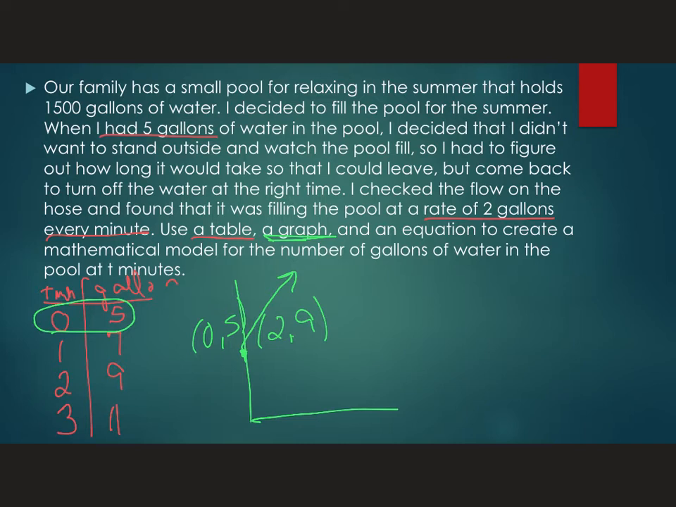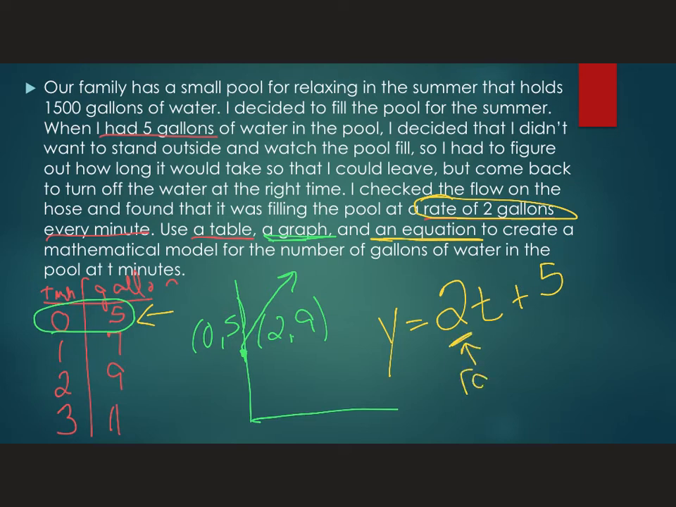Next, when we go to write our equation, we're going to use our y-intercept, and we're going to use our rate. We know that the rate was 2 gallons. So I have y equals 2 gallons per minute, plus I started out with 5 gallons. Pretty simple, right? We found our rate of change and our initial value.